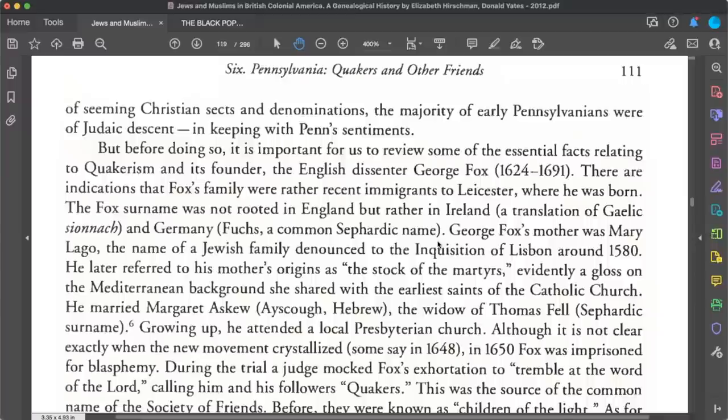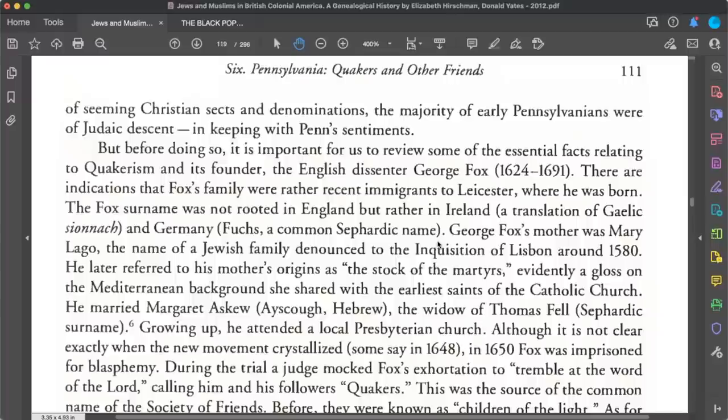All right, Mary Lago, the name of a Jewish family denounced to the Inquisition of Lisbon around 1580. You hear that? So the Inquisition, the Catholics were after her family, the Lagos, all right, who is the mother of the founder of Quakerism. Okay, George Fox. Now, he later referred to his mother's origins as the stock of the martyrs. Evidently, a gloss on the Mediterranean background she shared with the earliest saints of the Catholic Church.